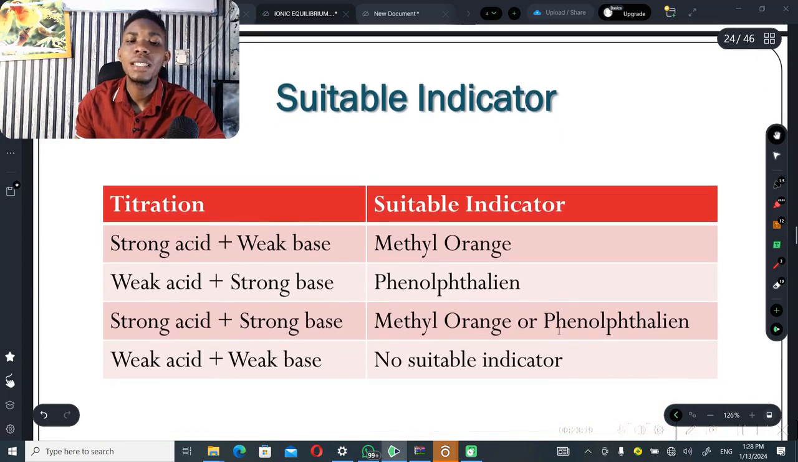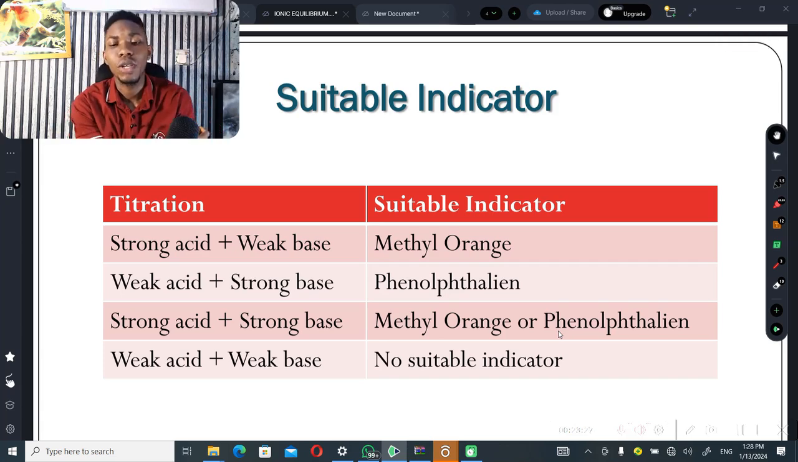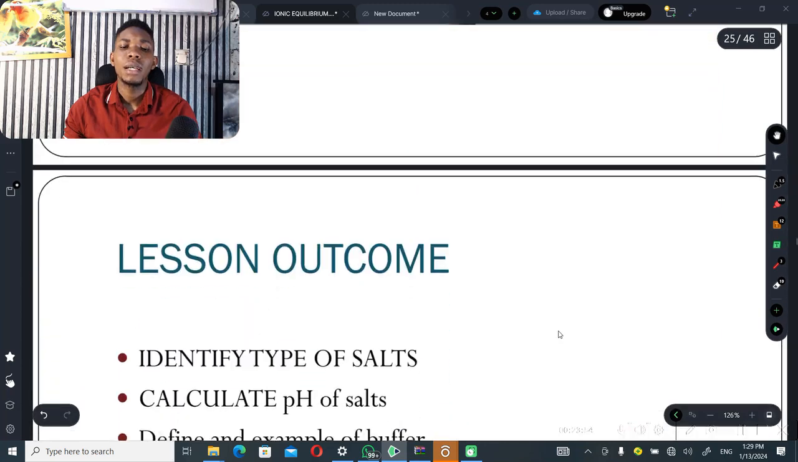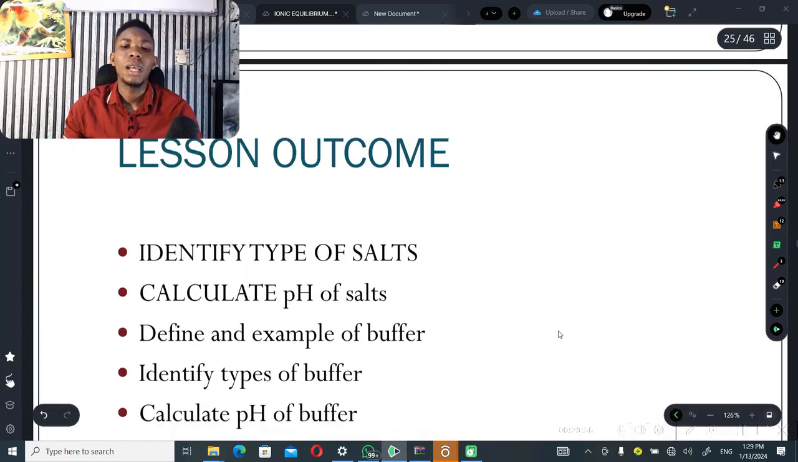Now we have different indicators and what they are suitable for, or different titration processes and which indicator should be used for such titration in order to get accurate results. Now we have the strong acid plus weak base. This is something that is in your secondary school Ababio chemistry textbook. Strong acid and weak base, the indicator that is suitable is methyl orange. Weak acid, strong base, phenolphthalein should be used. Strong acid, strong base, either methyl orange or phenolphthalein should be used. And the weak acid plus weak base, no suitable indicator is available. Now that is that for this particular one.